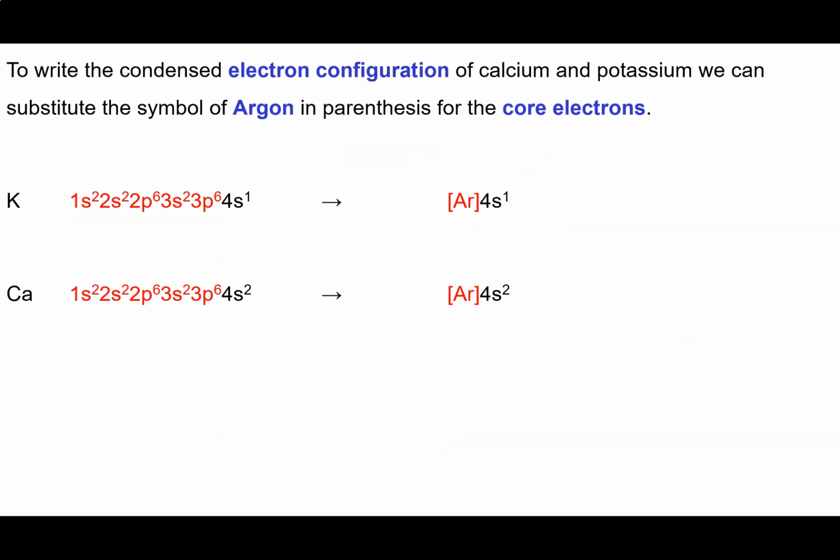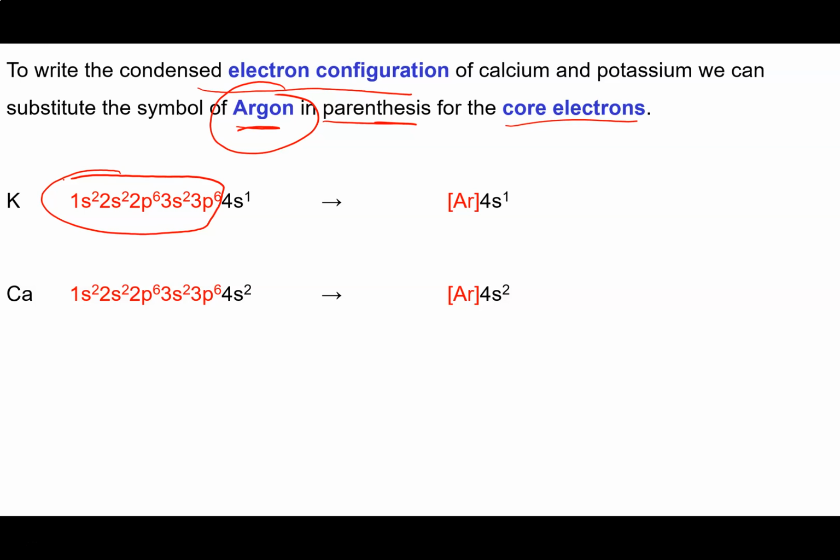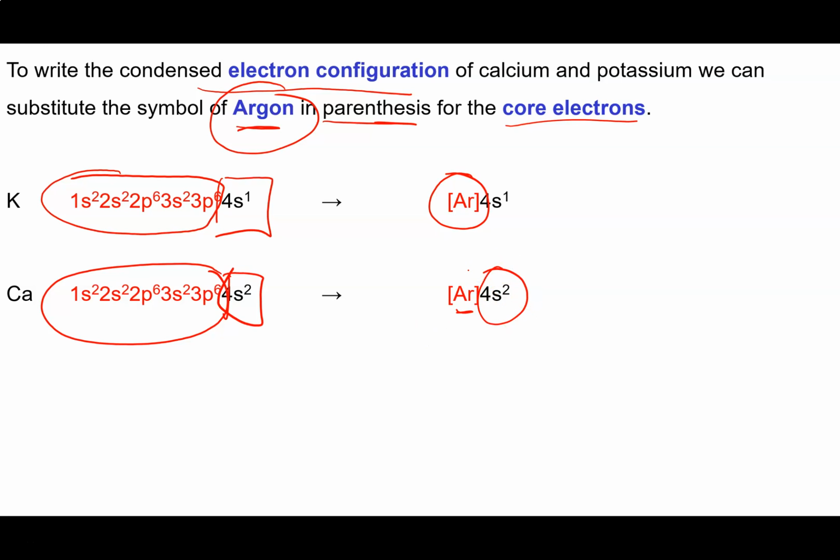So what we can do is write the condensed electron configuration for these atoms by substituting the symbol for argon in square brackets in place of the core electrons. So instead of writing out all of these 18 core electrons, we're just going to replace that with the symbol of argon in square brackets, and then we're just going to write the outer electrons after that. And we can do that for any atom that has 18 core electrons. Write the symbol of argon in square brackets, and then the chemically interesting outer electrons are written afterwards.